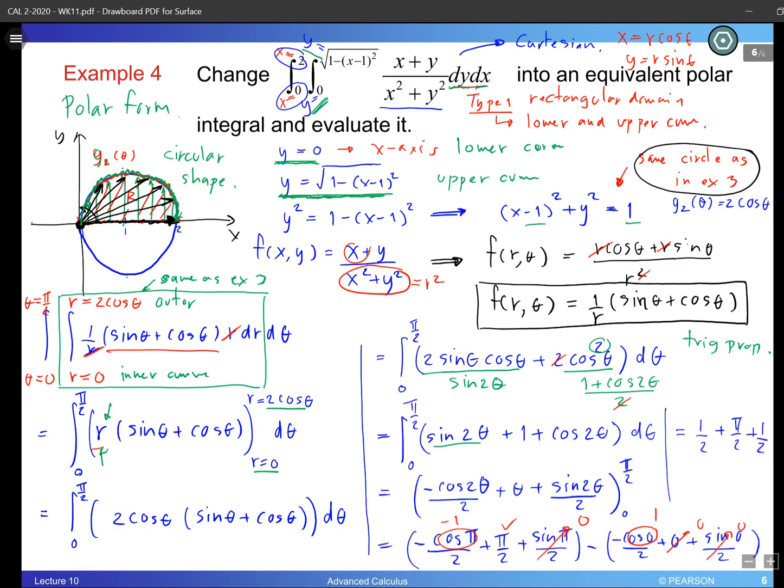So in the end, we have 1 plus pi over 2 as the answer for this example. Let me put a box around that because it's quite messy around here. So that is the answer for this one.